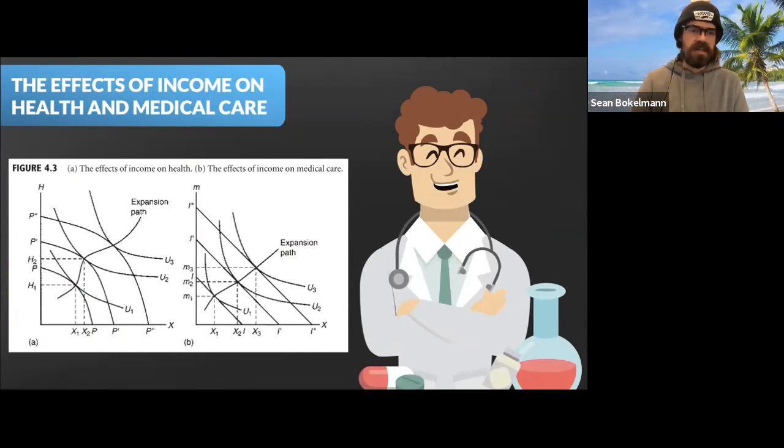All right, so what we're seeing here is basically the same picture we saw earlier, but now with income increasing, right? So in figure A, when income increases, it increases the production possibilities for H and X, for health and consumption goods.